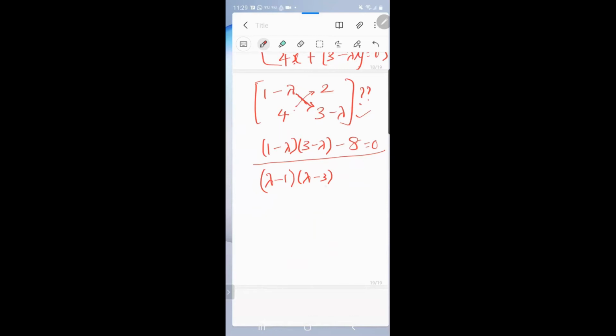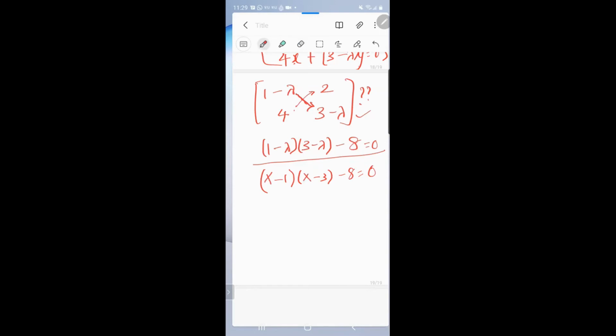Okay. So (lambda minus 1) times (lambda minus 3) minus 8 equals 0. Can someone solve this quadratic equation? So far, two people messaged me the answer and their answers are not matching. Can someone who knows quadratic equations try solving this? You can think of lambda as x, if that makes it easy for you to solve.